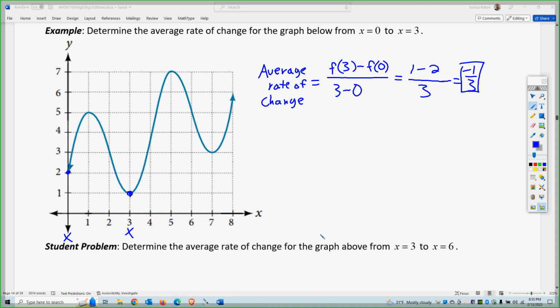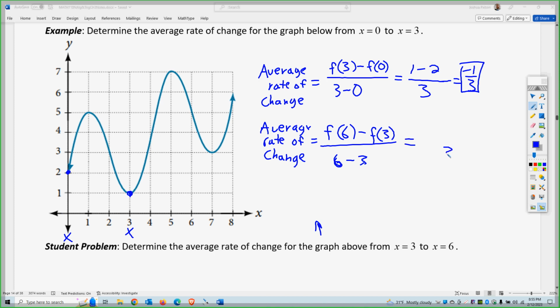So the student problem down here, I'm just going to do it up here. So the average rate of change equals f of 6 minus f of 3 over 6 minus 3. So I get a 3 on the bottom. So the function value at 6 gives us, what is this here, 5. So 5 minus, and we know this one's 1 from before, correct? So we just get 4 over 3 is our rate of change. Okay, so you can do that graphically.